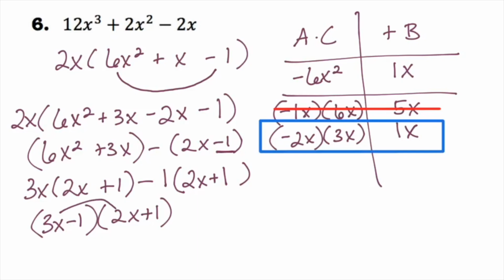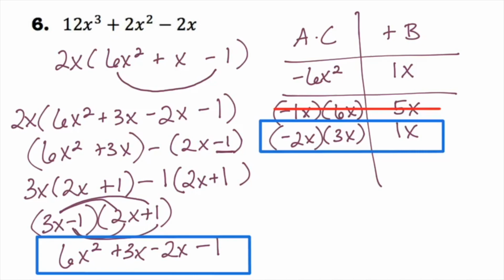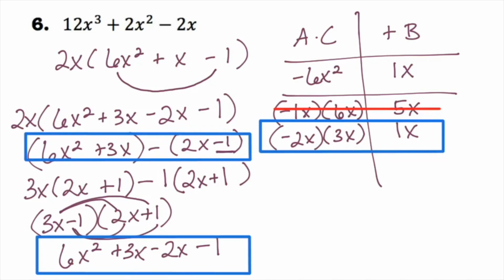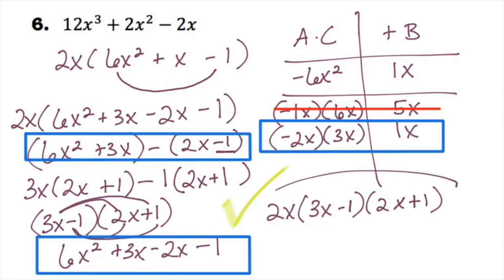And let's just check our work. So 3x times 2x is 6x squared. 3x times 1 is positive 3x. Negative 1 times 2x is negative 2x. And negative 1 times positive 1 is negative 1. And does that match the one we started with up here? Yes, it does. So we know we're good. So we checked it. So then our final answer has to include that 2x from the very beginning that we pulled out and the two parentheses. So you have 2x times 3x minus 1 times 2x plus 1, just like the grid words we did in class.